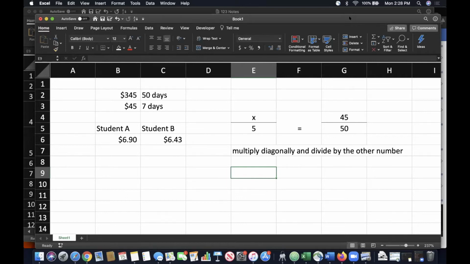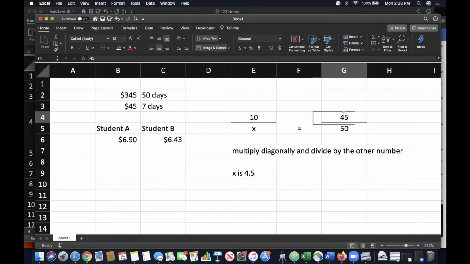So what would x need to be to make this proportional? 4.5. Yeah, good. Okay. And that turned out nice. There wasn't any rounding issues, but it doesn't matter whether it's nice or whether it's disgusting. This is a process: multiply diagonally and divide by the other number, which can be used in any configuration, right?